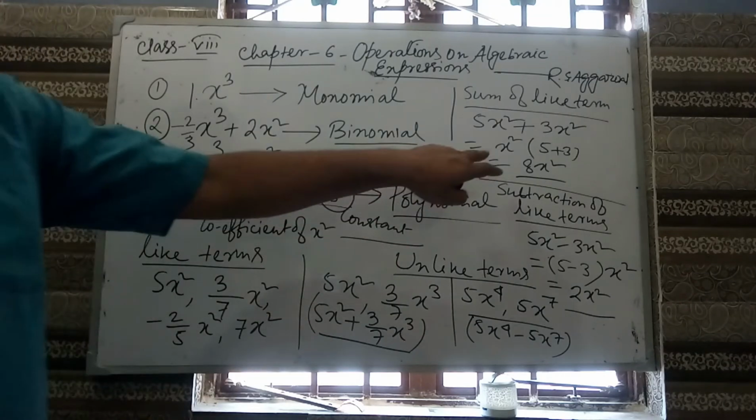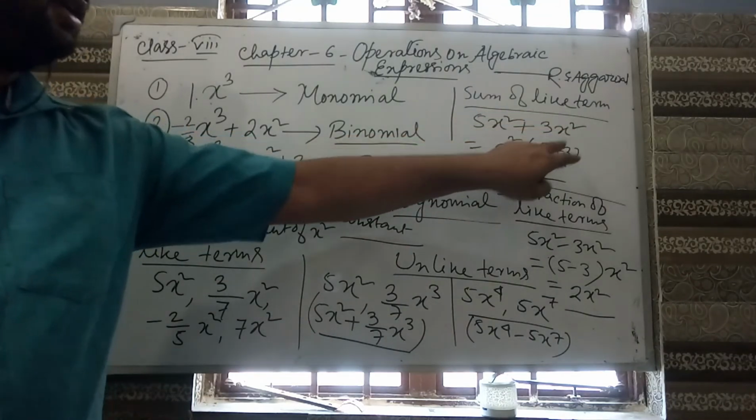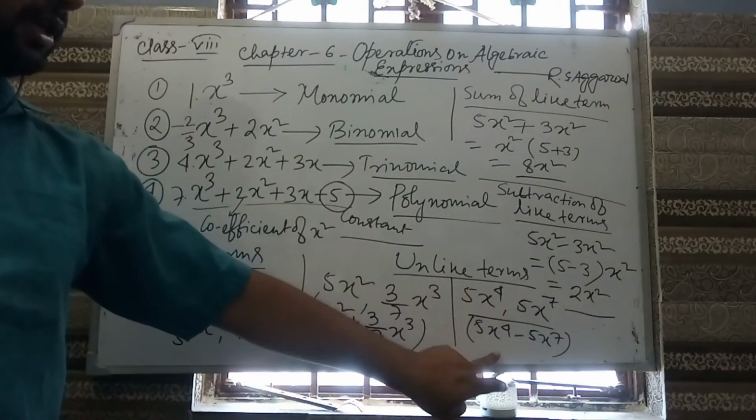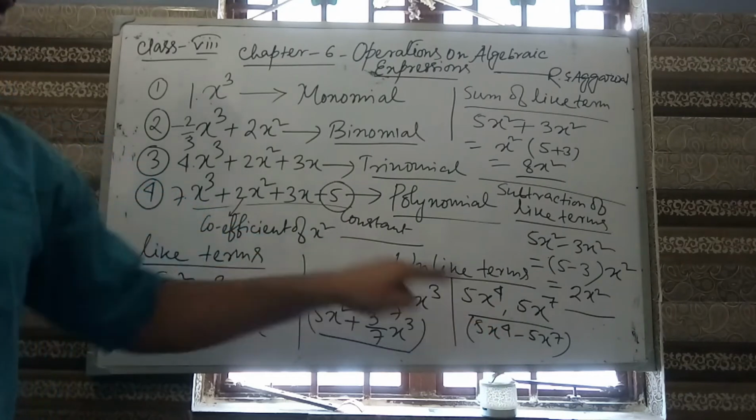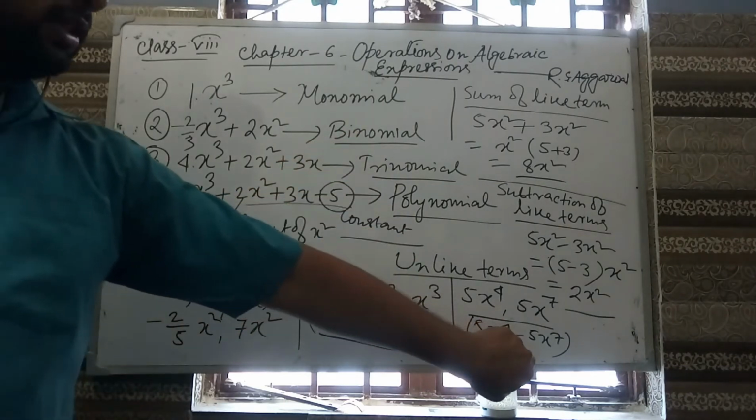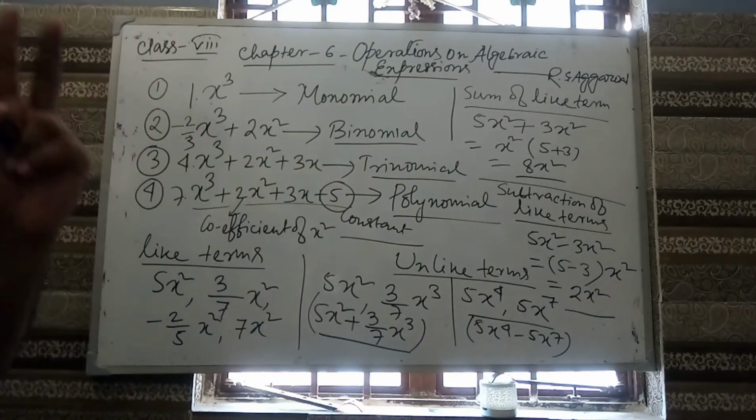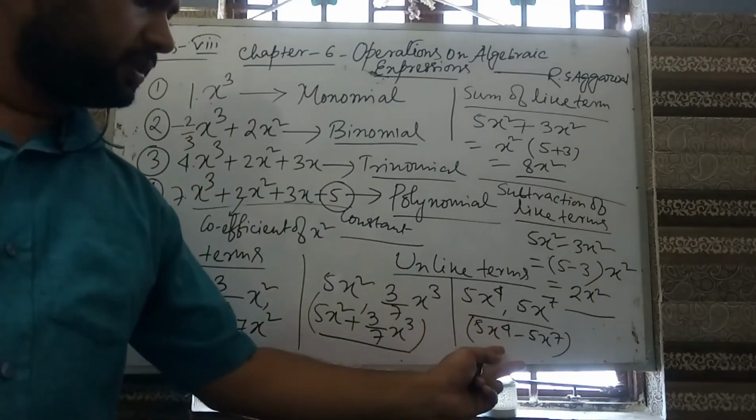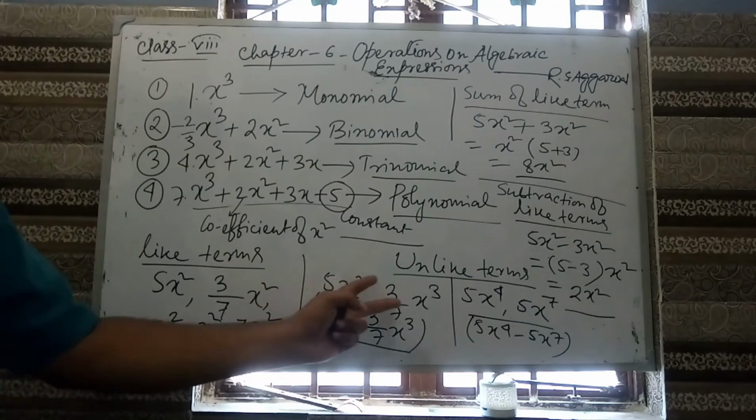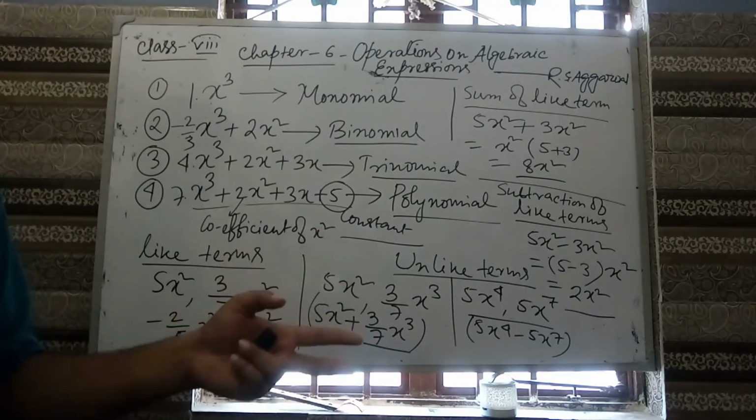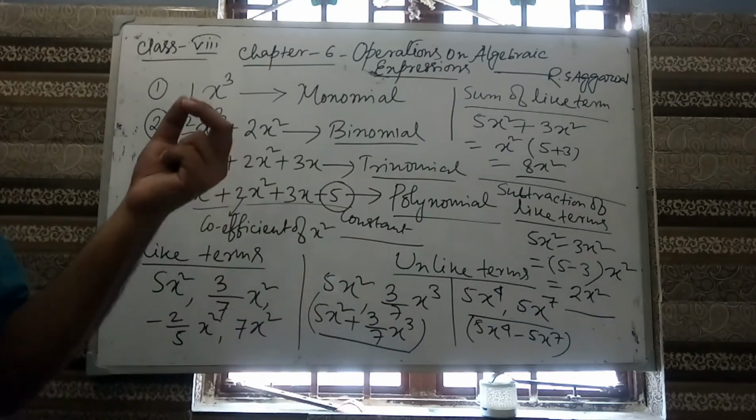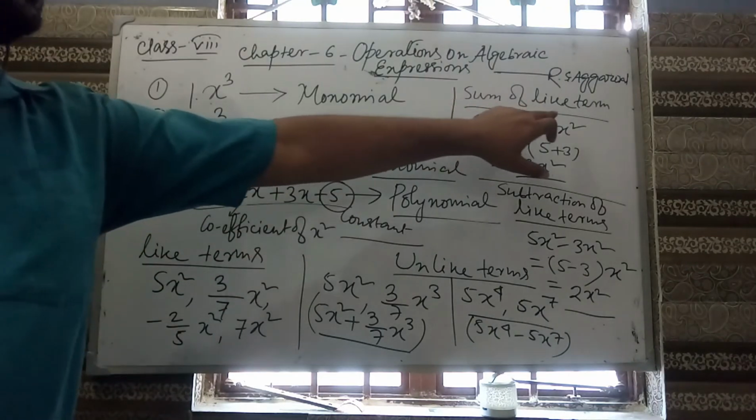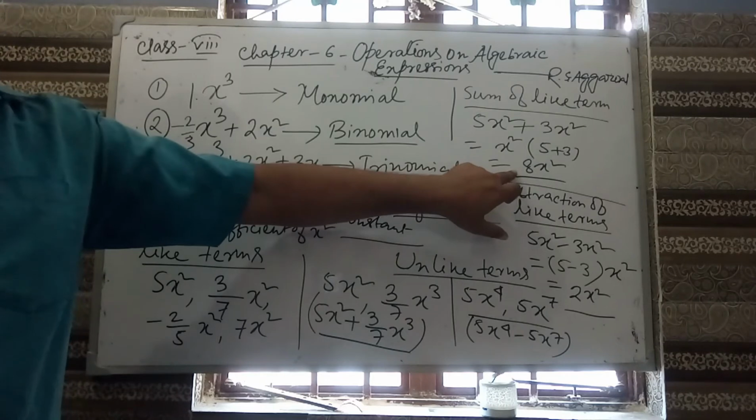Here 2 terms were added, we got only 1 term. But here 2 terms were subtracted, the result is also a binomial. In the result, two terms are present. Here we added two terms, and in the result, two terms are present. So there is no decrease in the number of terms. Here we took two terms, we added, we got only one term.